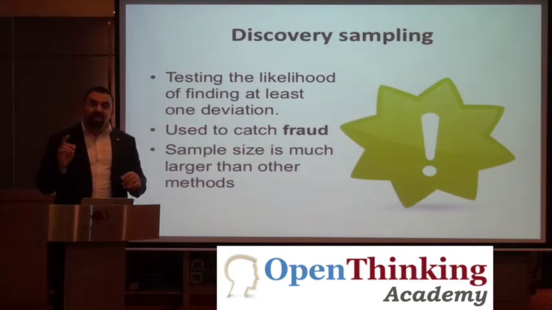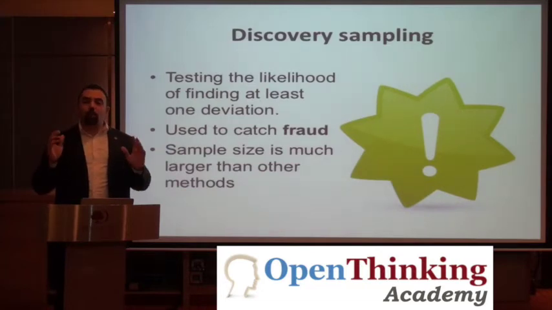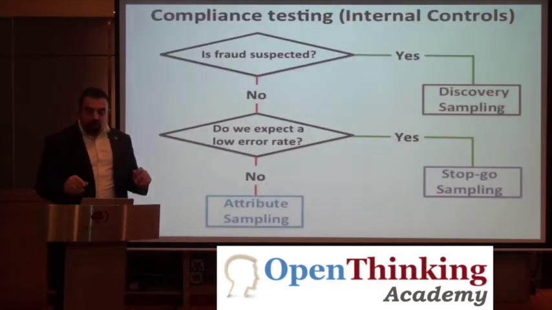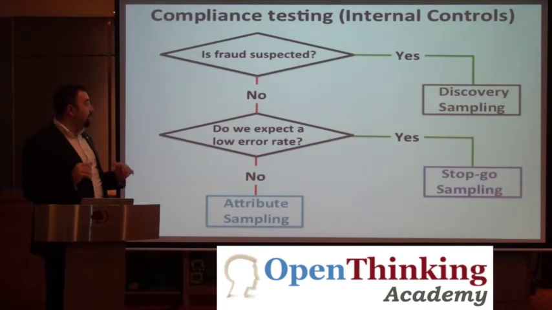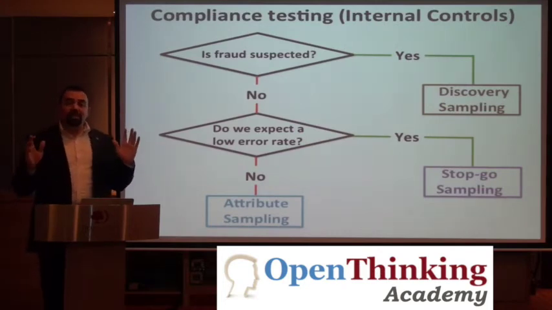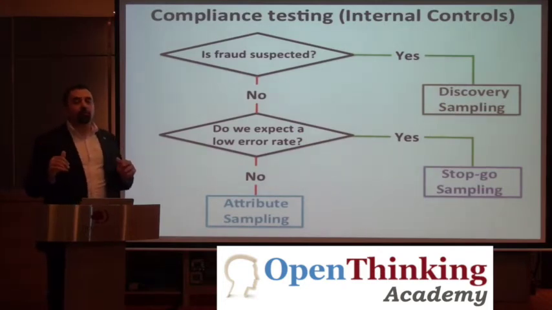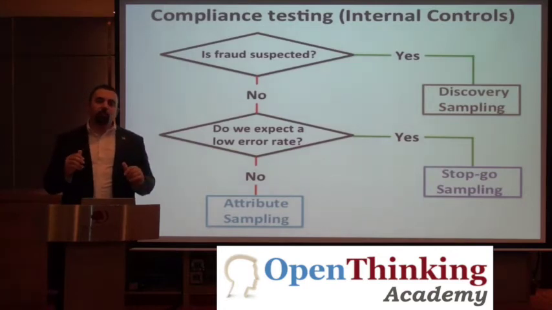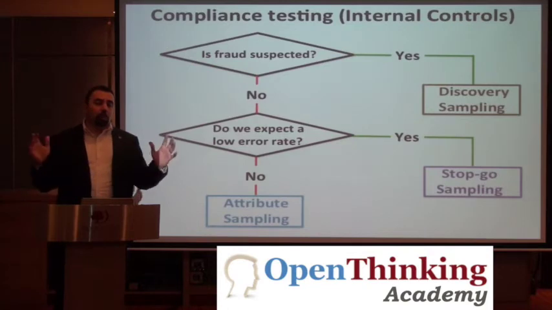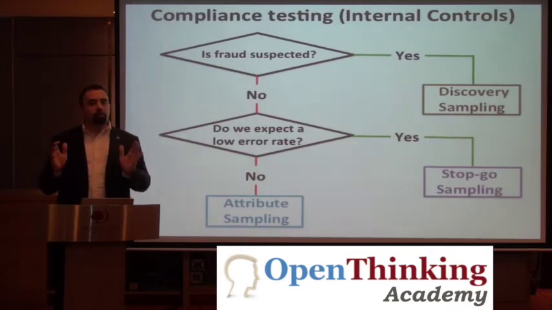If we find one fraudulent transaction, one invoice not approved, we need to stop and say there's a fraud happening. We call this discovery sampling. If we believe fraud is not expected, now we ask ourselves, have we audited this function before? Do we know from experience whether we are expecting a large number of errors or a small number of errors? Large number of mistakes or small?